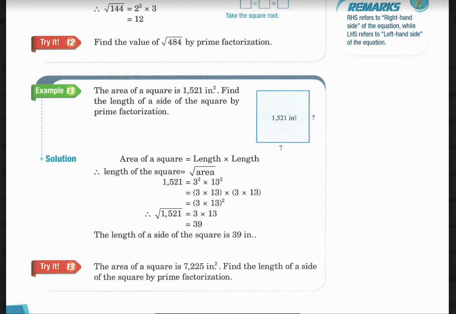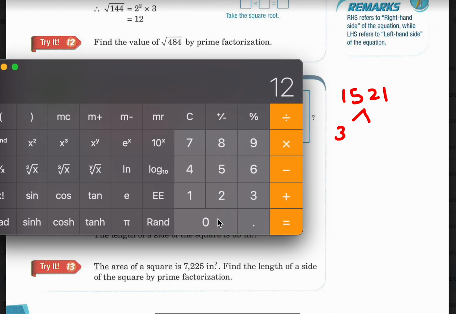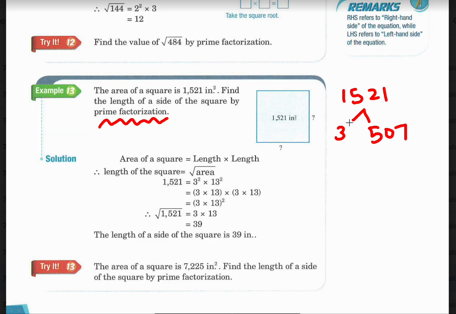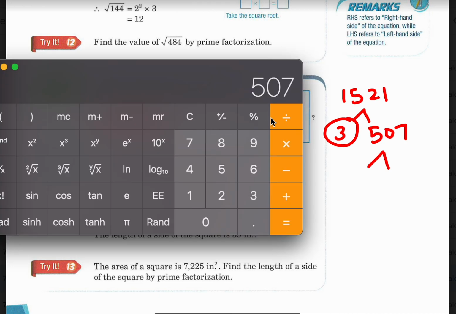So just like before, if we were using prime factorization, which is what they said in the directions, we need to figure out the prime numbers. So let's go ahead and maybe try 3. What's 1,521 divided by 3? That's 507. 507, we can divide that by, let's try 3 again. Okay, that works.